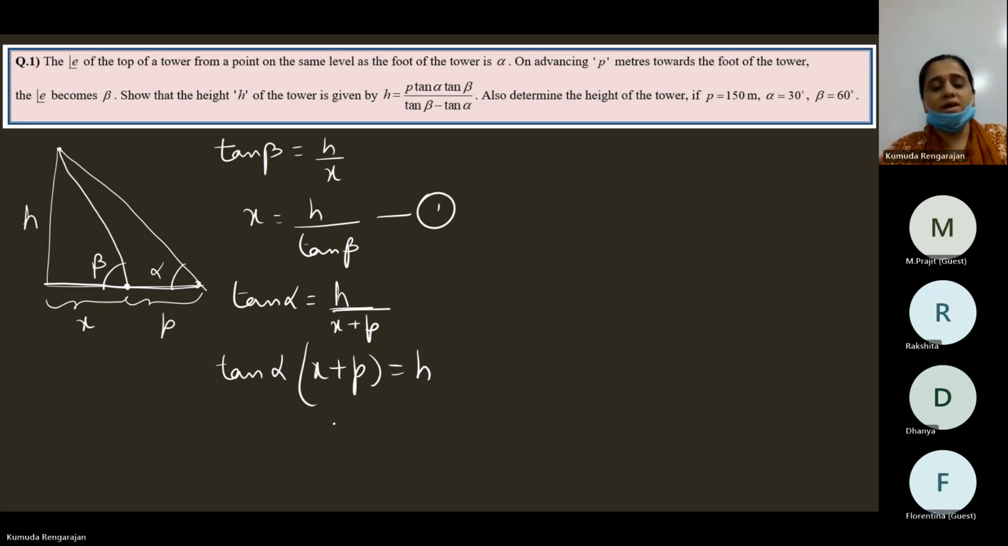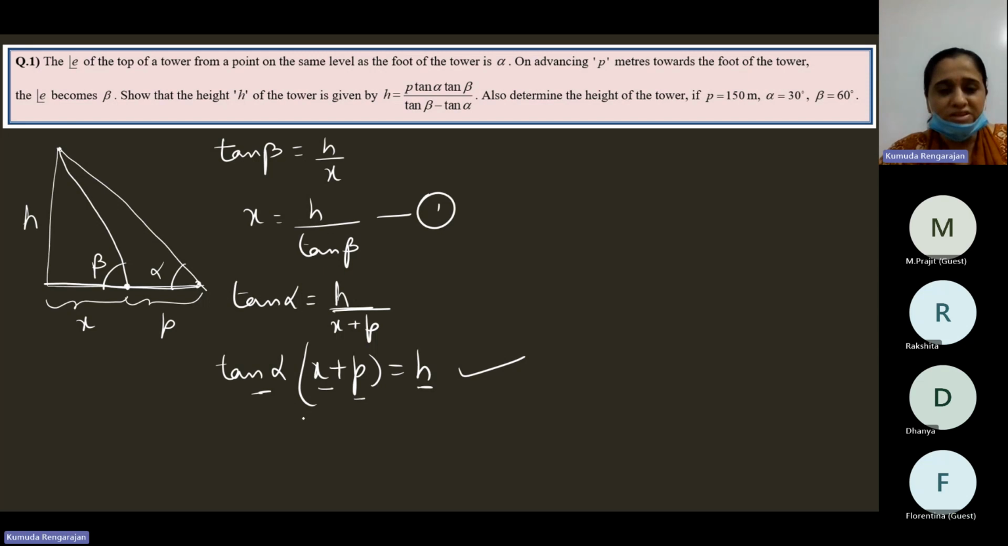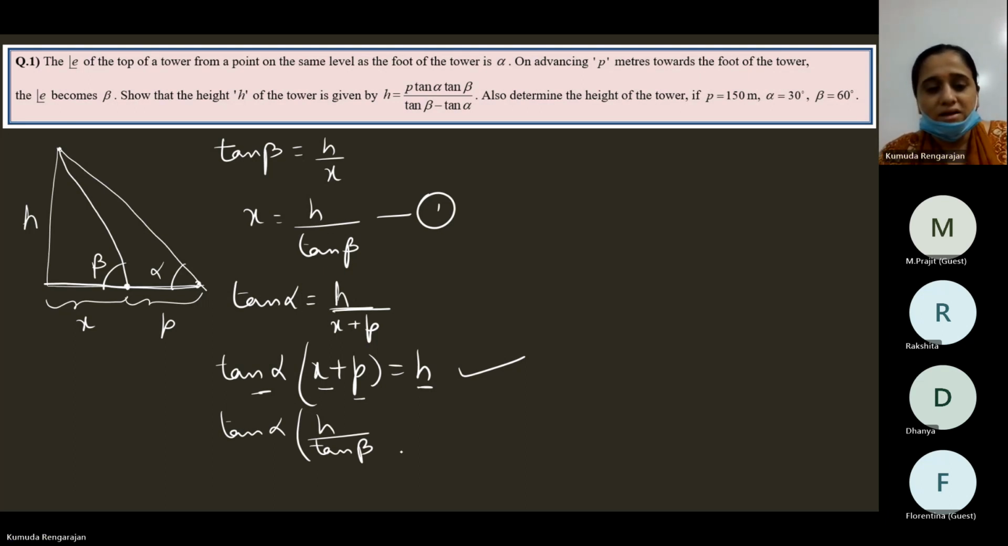Yes, ma'am. Now, in this equation we have tan alpha, x, p, and h. What is that you don't have in the final result here? X only, right? Yes, ma'am. Now substitute. We have an expression for x. Substitute that here. So tan alpha, open bracket, h by tan beta, plus p, is equal to h. Now we are replacing x with h by tan beta.